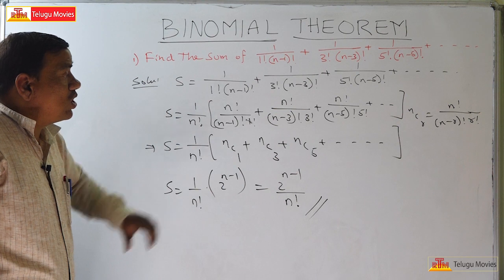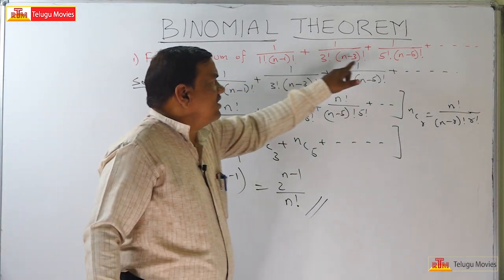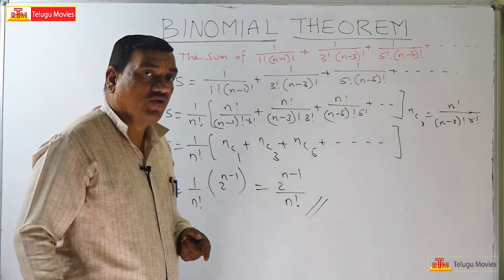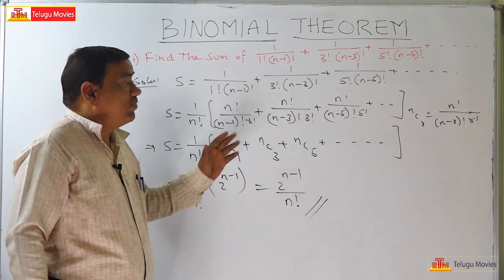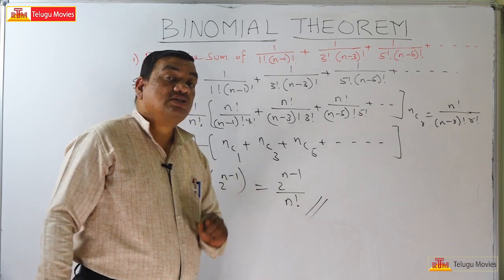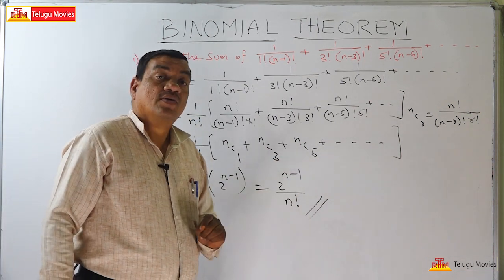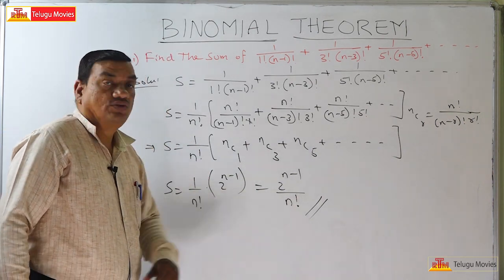Now, to solve this problem, the first idea that you have to get is by seeing the denominator. It is in the form of (n minus r) factorial into r factorial. If n factorial is in the numerator, you will get the problem. After this, nC1 plus nC3 plus nC5, the sum of the binomial coefficients with the odd suffix, is equal to 2 power n minus 1. So, this is the sum.